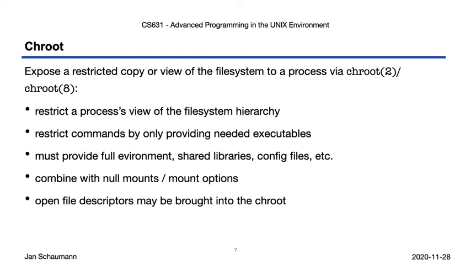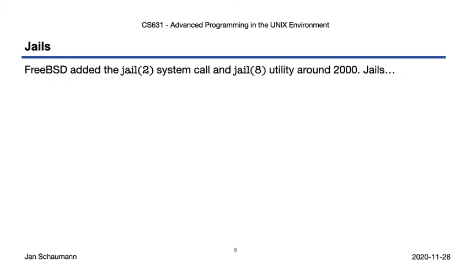Two, as we saw a minute ago, even inside the chroot you may be able to view information about other processes. That is, you're still clearly sharing process space with the processes outside your chroot. It'd be quite useful to be able to restrict the process further, to not even let it see that other processes exist on the system. For that, FreeBSD added the jail system call and jail utility around 2000.